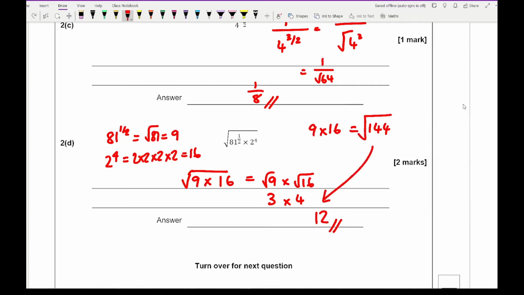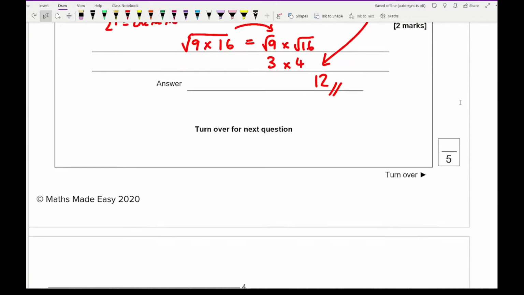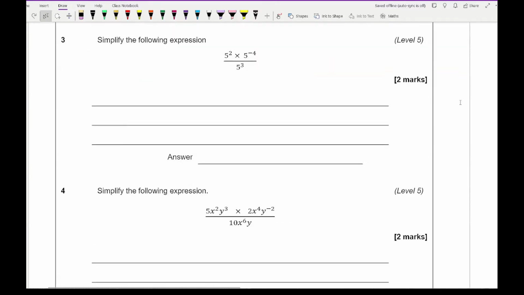So if you're doing foundation, that's probably the way that you would work through it, whereas if you know your rules of surds and you've been taught it, then you could get the answer that way as well. So let's have a look at question 3.